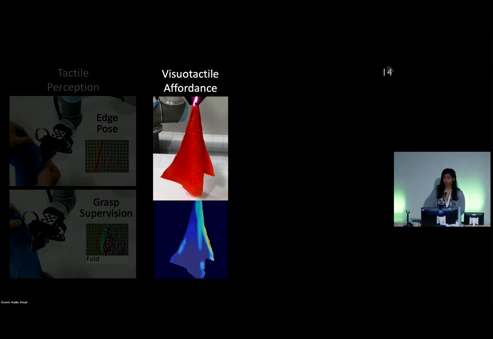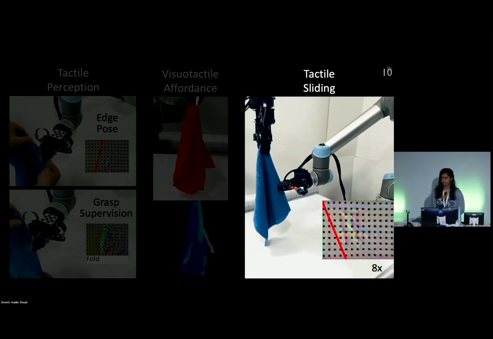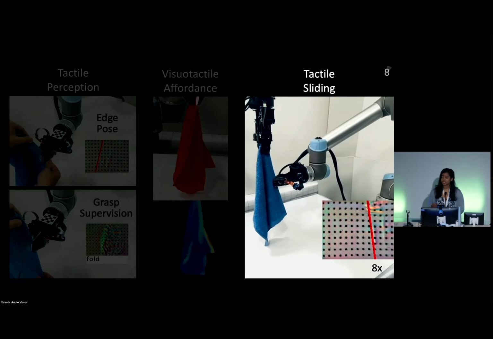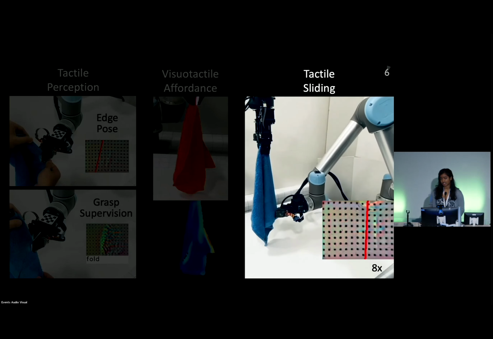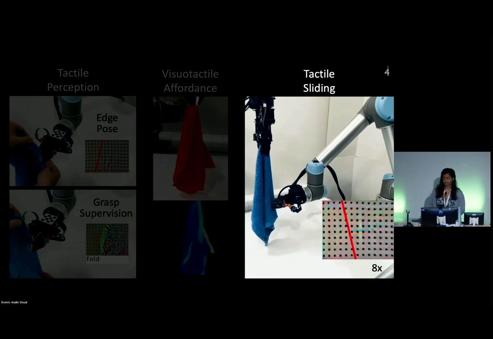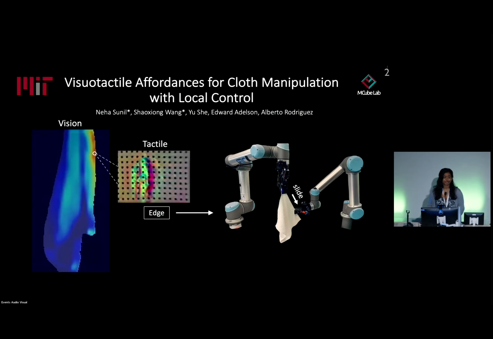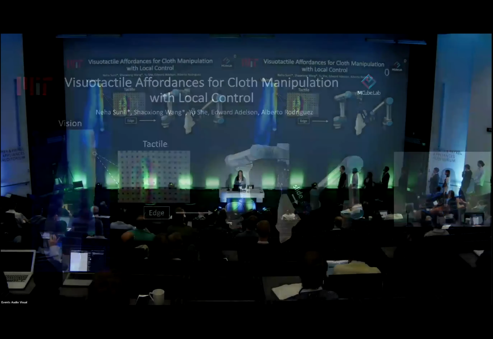Once we've grasped an edge with our visuotactile affordance network, we can slide all the way to the adjacent corner. We do this in two different configurations, vertical and the more challenging horizontal configuration for longer towels. Come check out my poster for more videos if you want to learn more. Thank you.